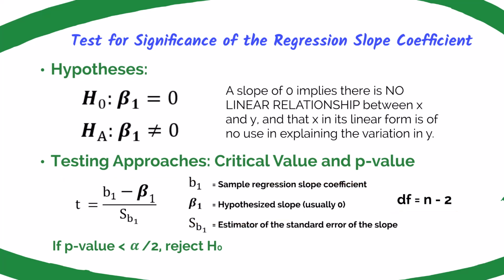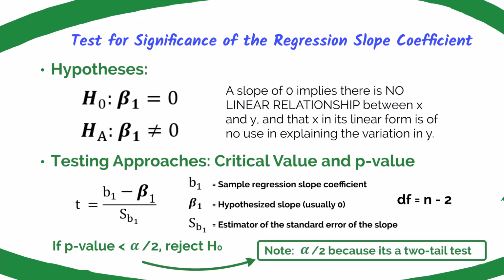For the critical value or the cutoff point, we can use Appendix F or we can use Excel. If we are using the p-value approach, recall that the p-value rule states that if the p-value is less than alpha, we reject the null. Note, here it says alpha divided by 2 because it's a two-tailed test, for both sides of the curve.